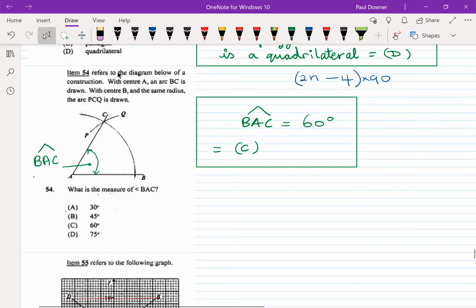Item 54 refers to the diagram below of a construction with center E, which is here, right? An arc BC is drawn with center B. So if you start here, you're going to draw this arc here, right? And cut it at B. And the same radius with the same center, with the center B. So you take your compass and put the point here now. And with that same radius that you just used, you scribe back the arc PCQ to cut it here.